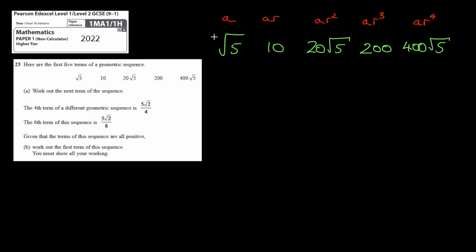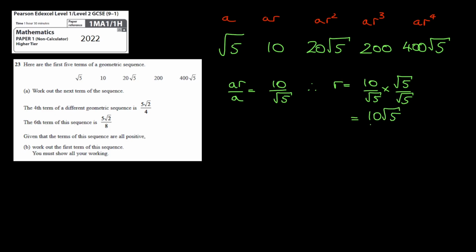Well, we can find that out from the first 2 terms. AR over A is equal to 10 over the square root of 5. Therefore, R is equal to 10 over root 5. We can leave it like that, but if we rationalize the denominator, we get 10 root 5 over 5, so R is equal to 2 root 5.